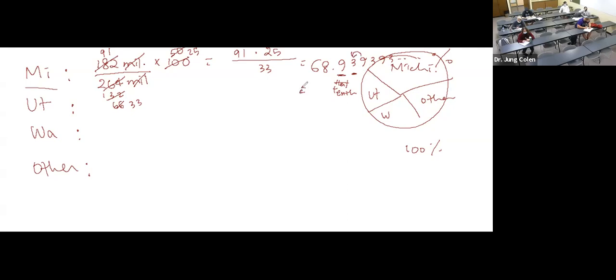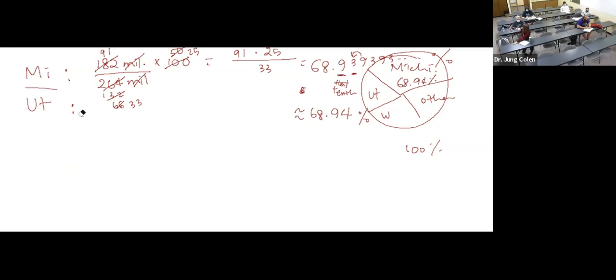So it's going to be approximately 68.94%. Make sense? Okay, so Michigan produces about 68.94% of the cherry produce of the US. How about Utah? I need more space here. Okay, so Utah.